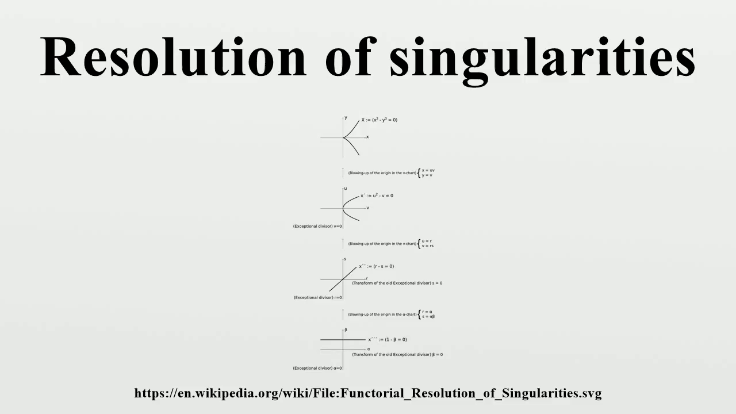Hironaka's method. Hironaka's method for arbitrary characteristic zero varieties gives a resolution method for surfaces, which involves repeatedly blowing up points or smooth curves in the singular set.